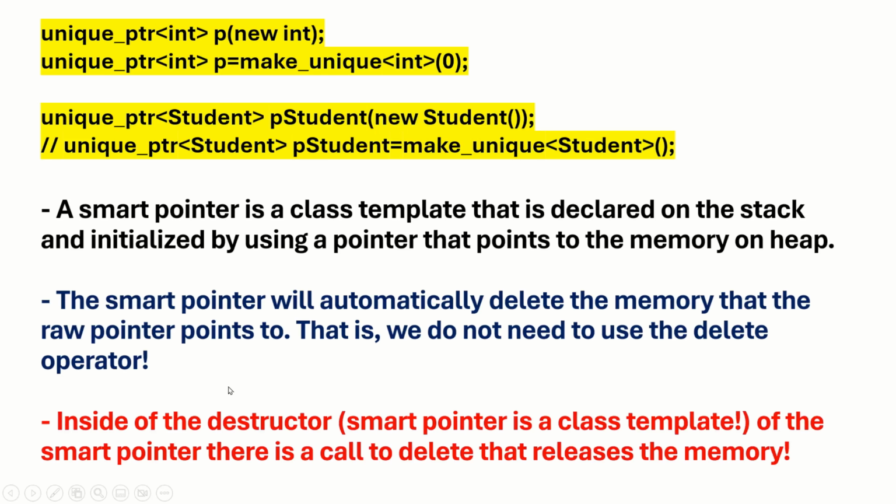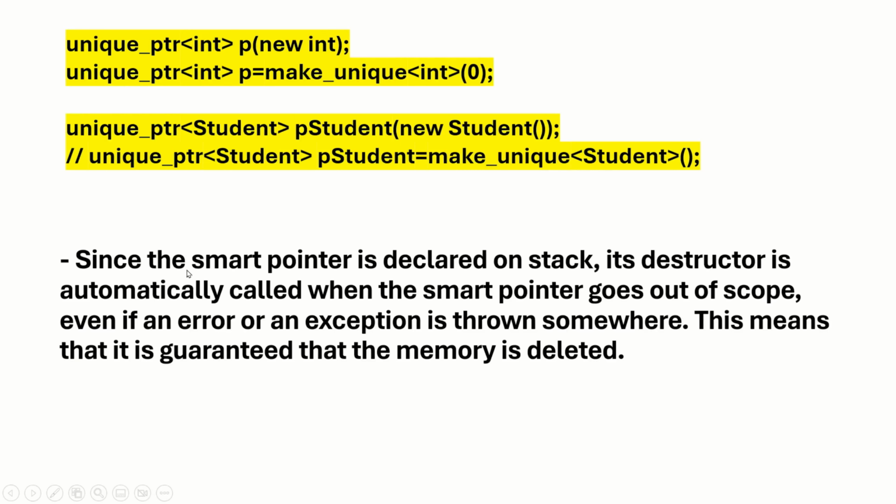Keep in mind this: smart pointer is a class template, and inside of the destructor of the smart pointer there is a call to delete that releases the memory. That is, once the smart pointer goes out of scope, the destructor is called and destroys the memory. Since the smart pointer is declared on the stack, its destructor is automatically called when it goes out of scope, even if an error or an exception is thrown somewhere. This means that it is guaranteed that the memory is deleted.